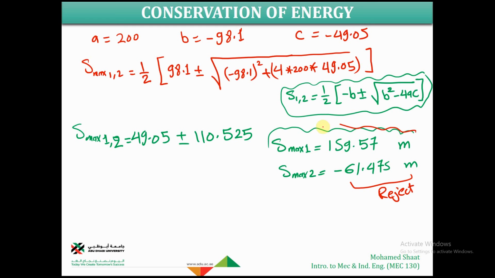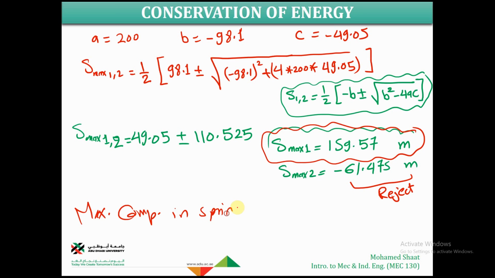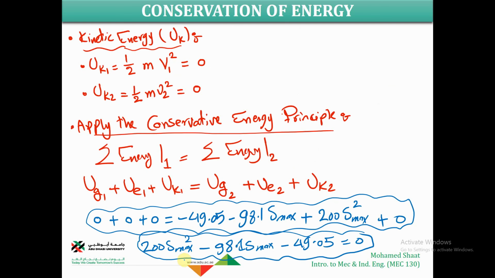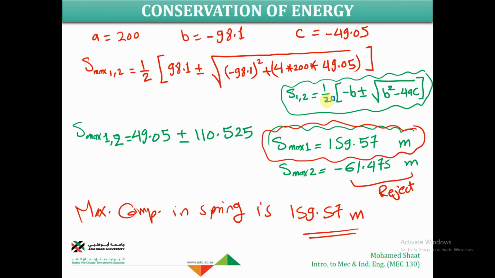So in that case, we're gonna say that the maximum compression, this is what is required. The maximum compression in the spring, once this block A with 10 kilograms is released, is equal to 159.57 meter, and this is what was required in this problem. Make sense? Actually, there is something that I've made wrong here, that this quadratic formula should be 1 over 2a. I forgot the a. The a, which is the coefficient of the quadratic term, should be included. You're gonna write 1 over 2 in case that a is already equal to 1.